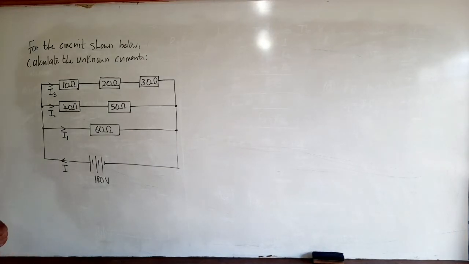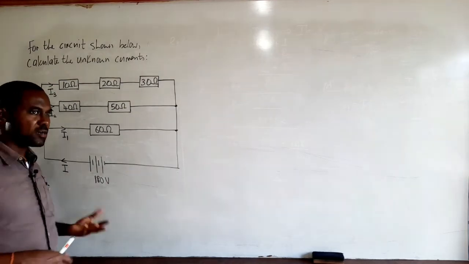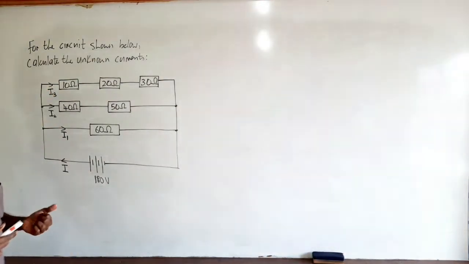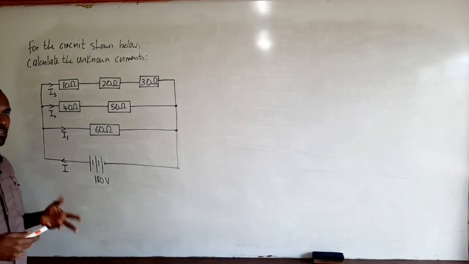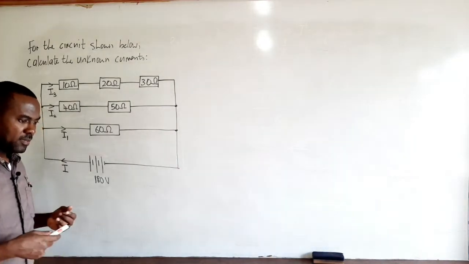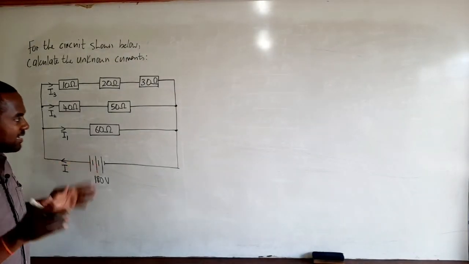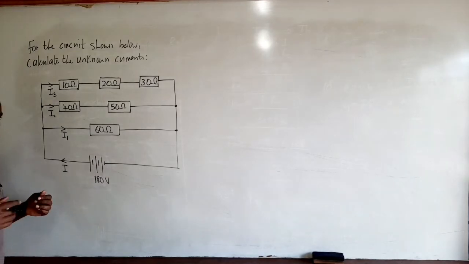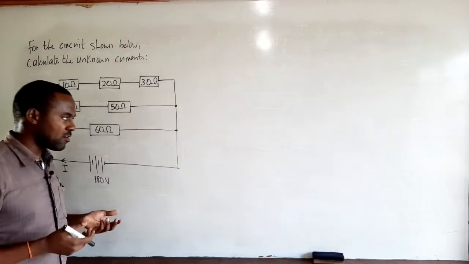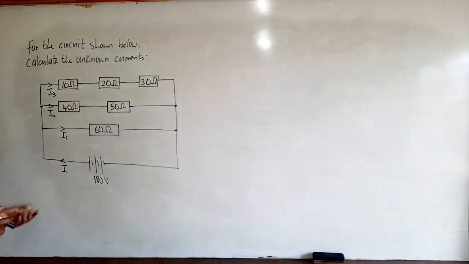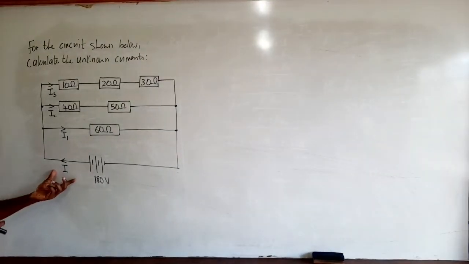So let's look at another question. We have the circuit and we're told for the circuit shown below, calculate the unknown currents. Now the first thing we must do is to determine basically how these resistors are connected, whether they're connected in series or whether they're connected in parallel. The next thing we must do basically is to find the total effective resistance of the entire circuit. So we need to find the total effective resistance for the entire combination, and then that will allow us to find the total current I and so on, right? So that is basically one approach.